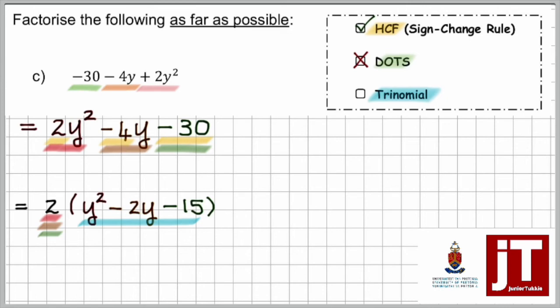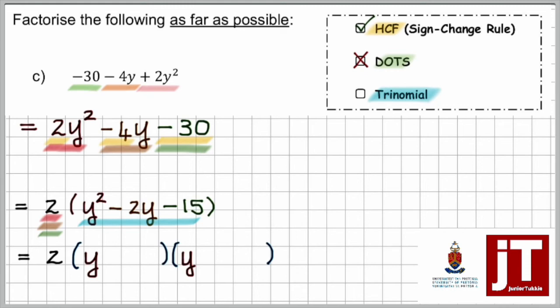As always, we start off by writing out the factors that we are not going to factorize further, which in this case is the 2. Do not leave that 2 out in your final answer. To factorize our trinomial, we start off by writing out 2 sets of brackets. To obtain the first term in that trinomial, y squared, we say y times y. And therefore y is the first term in each set of brackets.